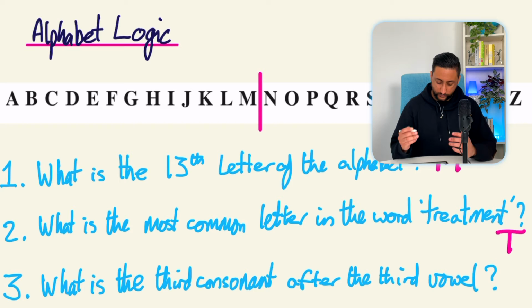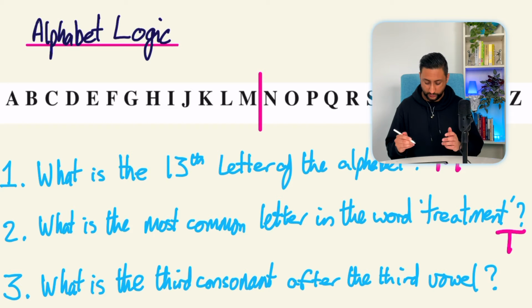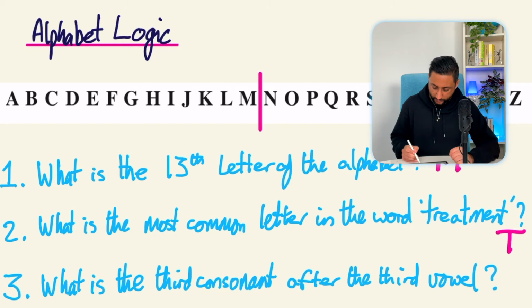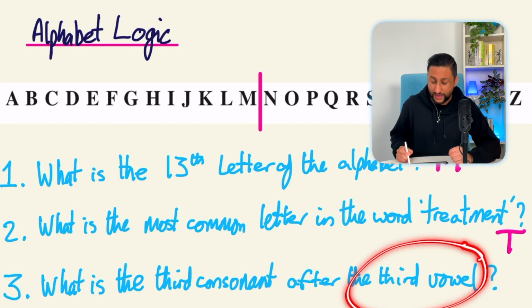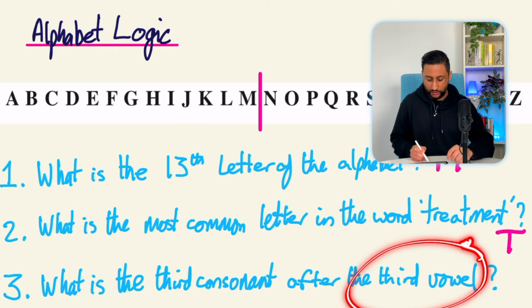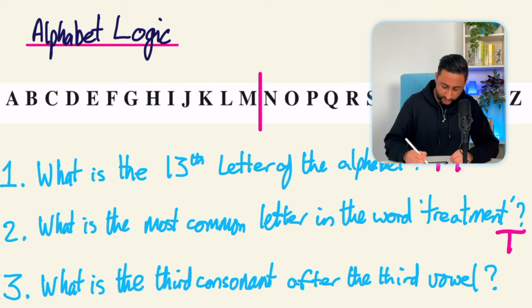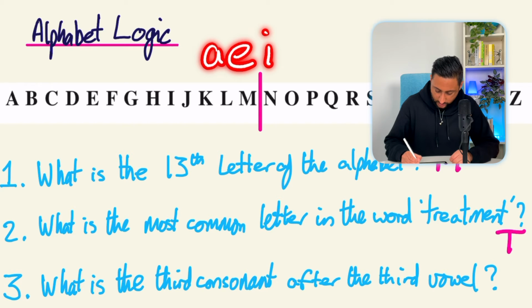Number 3, what is the 3rd consonant after the 3rd vowel? So we're going to have a couple of steps here. When you get a list of steps like this, so you've got to work towards the answer, you tend to have to work backwards. So we're going to start by looking at the 3rd vowel, and then after we've found that, go and look at the 3rd consonant after it. So the 3rd vowel, remember your vowels are A, E, I, O and U. So your 3rd vowel is I.